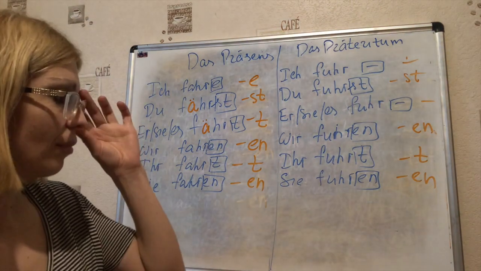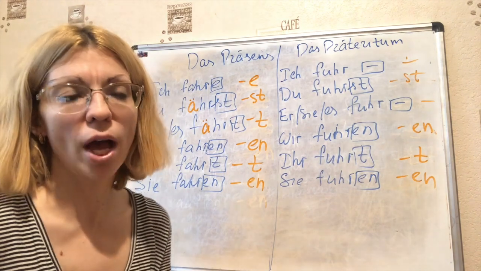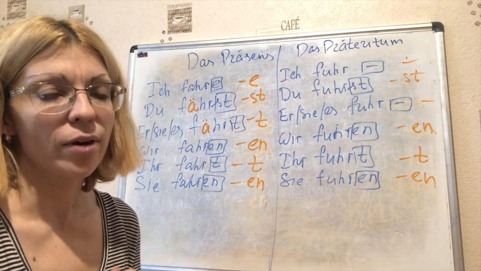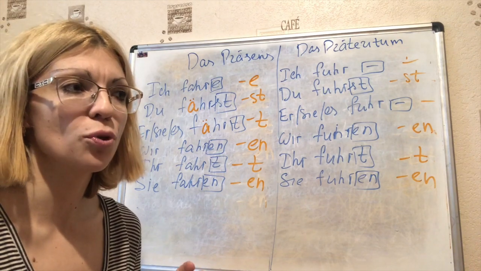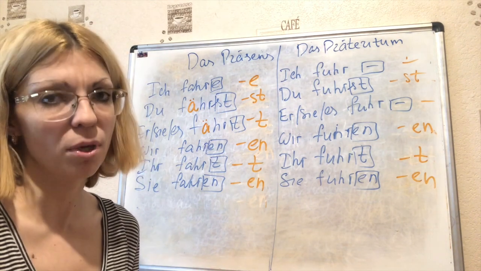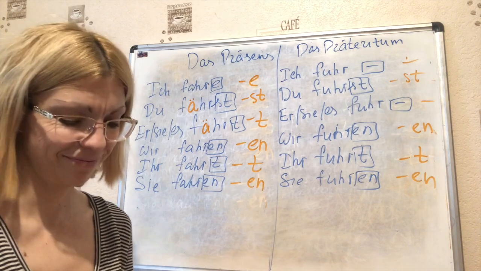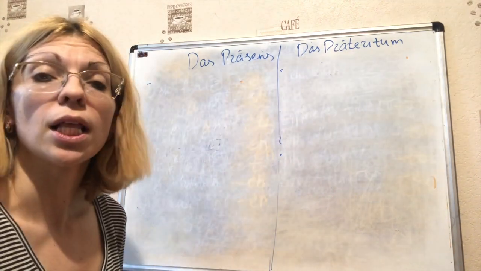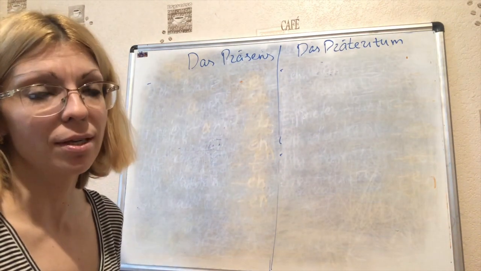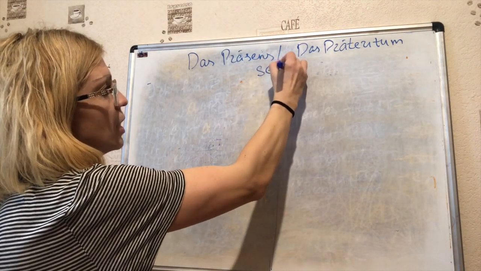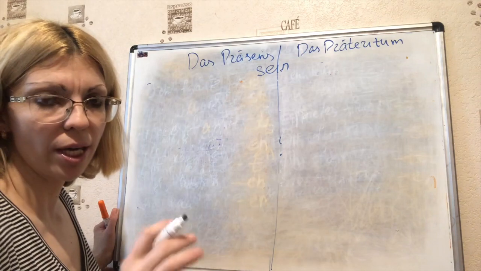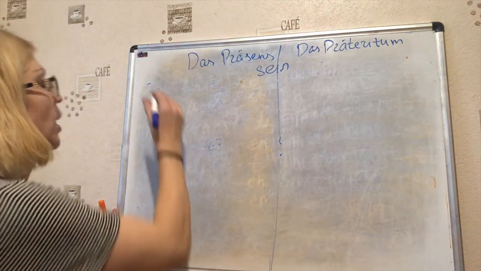The next thing that you have to know is that there are three auxiliary verbs in the German language, and you have to learn the conjugation of them because they're almost irregular. Follow me, please. The first verb is to be, sein. Sein. I am, you are, he, she is, and so forth, okay?